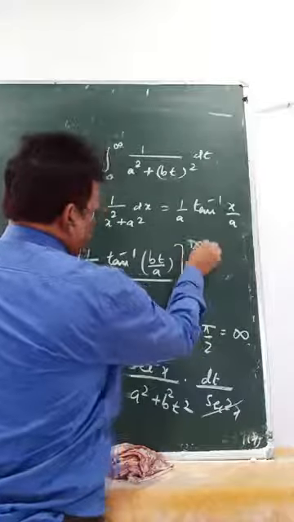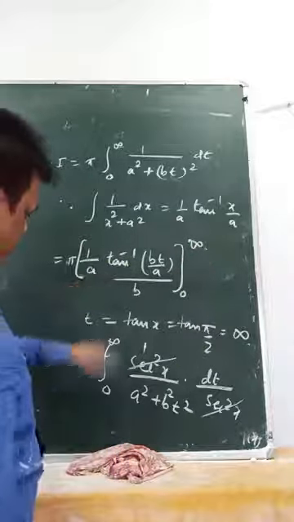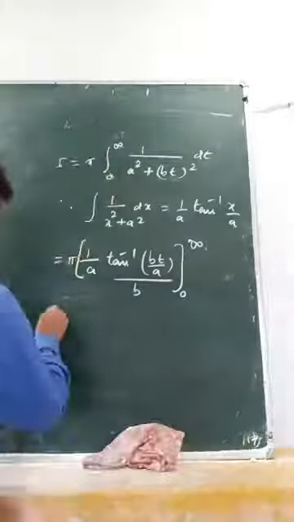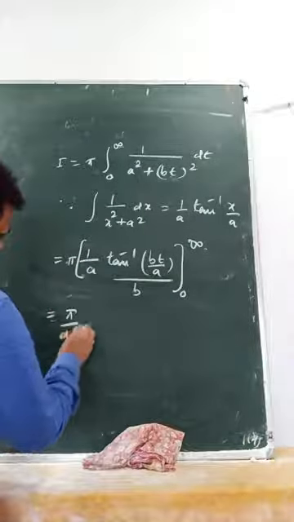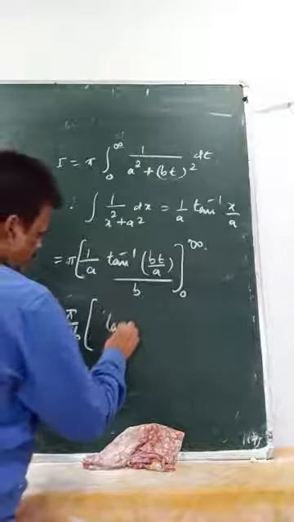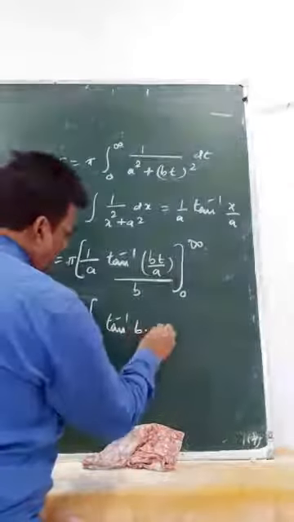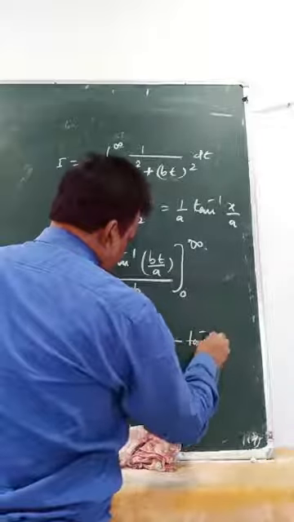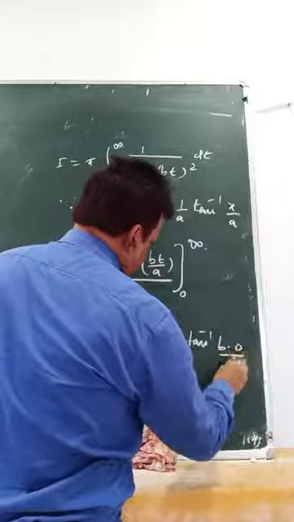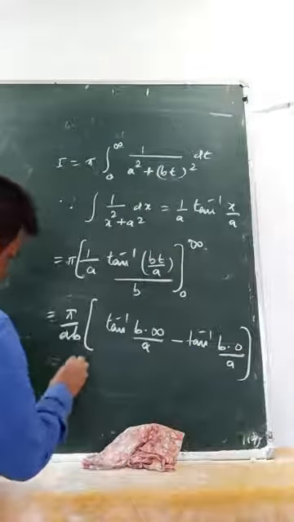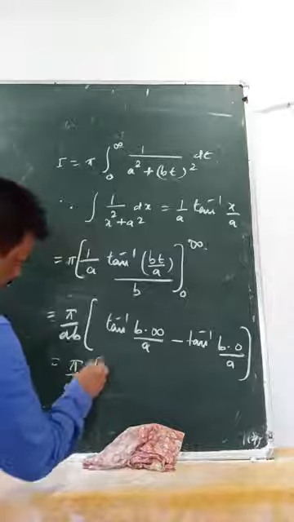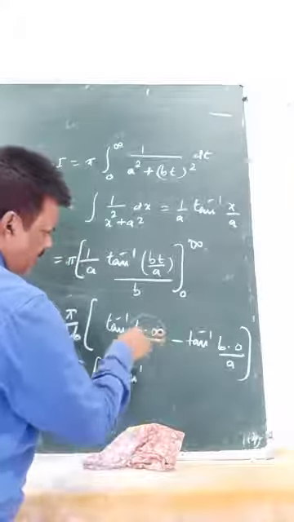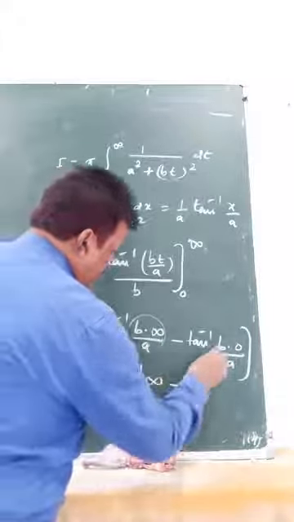0 to infinity. Now 1 by ab, so pi by ab goes outside. Pi by ab, tan inverse b into infinity by a minus tan inverse b into 0 by a. So pi by ab. This is tan inverse infinity. Infinity to anything is infinity. This is tan inverse 0.